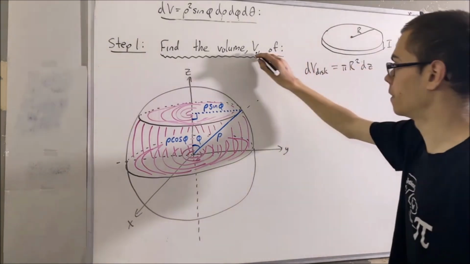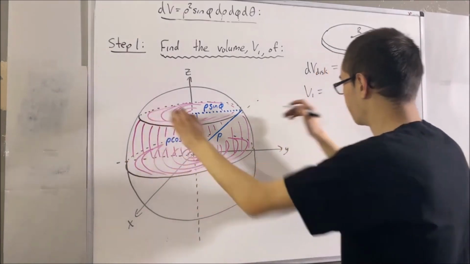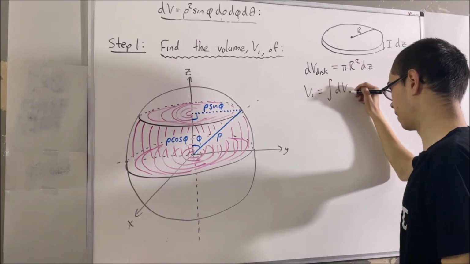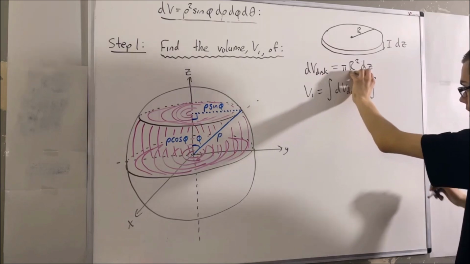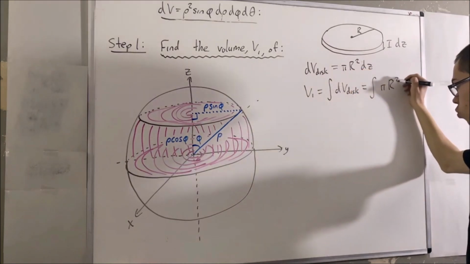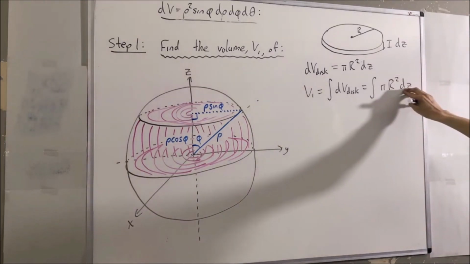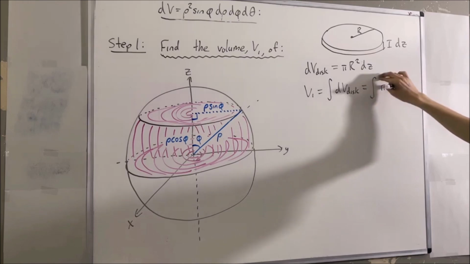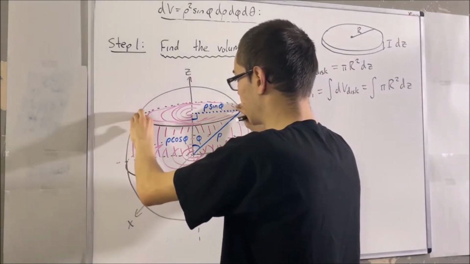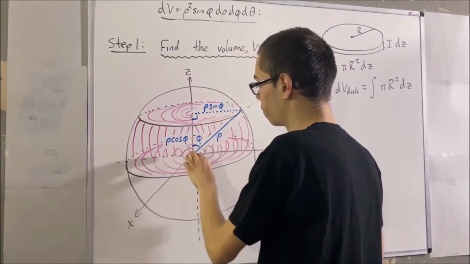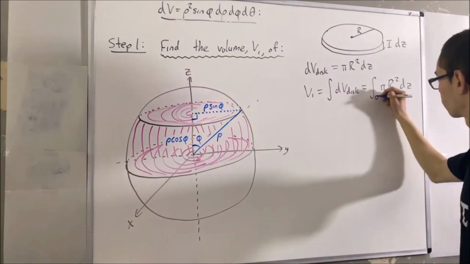Therefore, V1 is found by integrating dV disk, right? We're integrating the volumes of these thin disks. It's the integral of dV disk. Since dV disk is equal to pi r squared dz, we're really integrating pi r squared dz. So we're integrating with respect to z. What are our bounds of integration for z? Well, we're integrating from the equator to this line of latitude, meaning from a z value of 0 to a z value of rho cosine phi.